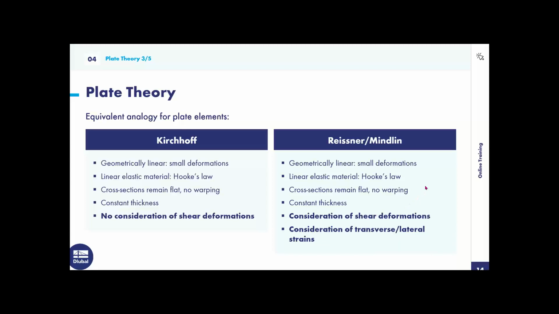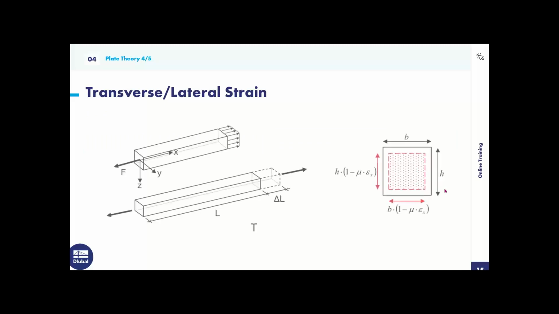So if we move to the next slide, we can get a better look at what transverse and lateral strains mean. So here we have one beam, and when a tension force is applied to it along its length, the cross-section will shrink with regards to its height and width.